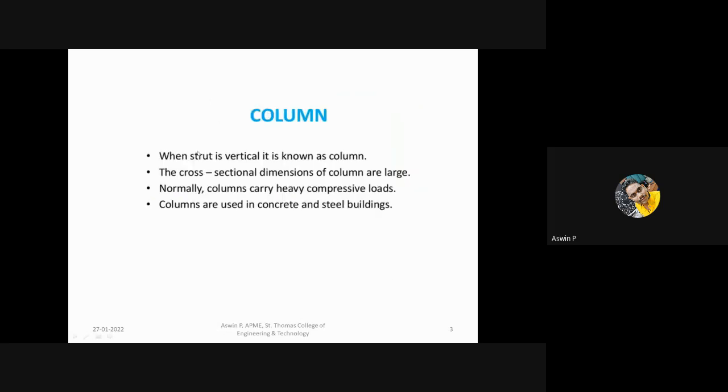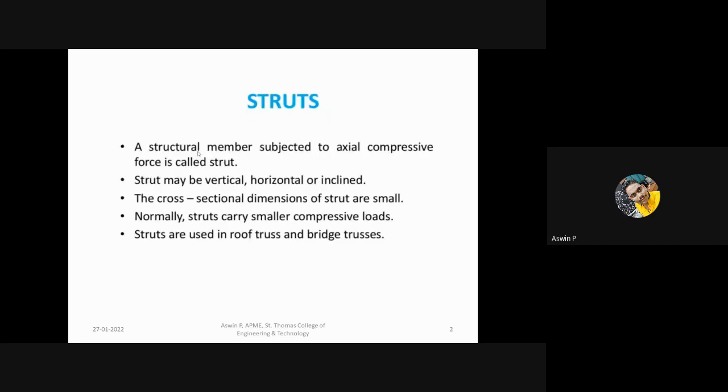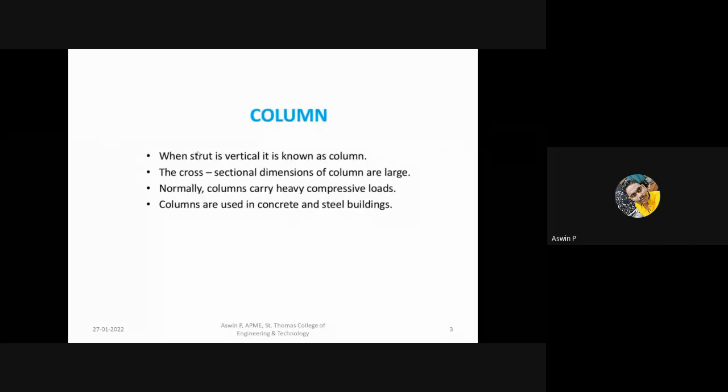And you must know what a column is, then only it will be complete. When a strut is vertical, it is known as a column. Now you may understand why we call horizontal and inclined structural members struts, and normally we do not call a vertical structural element a strut, because that is known as a column. A vertical structural member is known as a column.